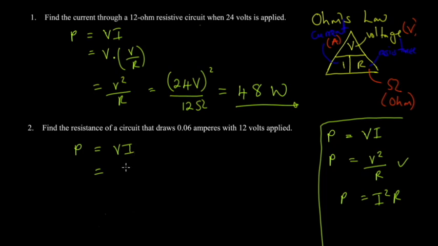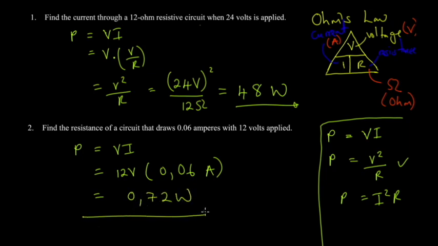So this one is pretty easy. It's simply voltage, which is 12 volts, multiplied by 0.06 amps. So 12 multiplied by 0.06, you get 0.72 watts, like this. So the unit for power is called the watt. Okay, so watts, like this.